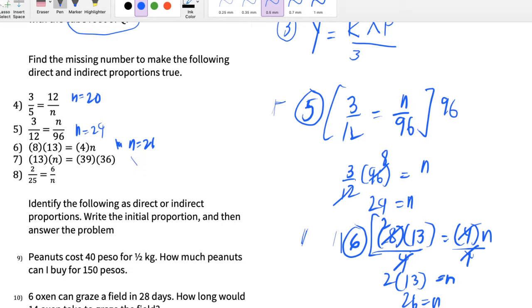Okay, ayaw magsulat. Naglolo ko. Okay. Ayan. How about number 8?